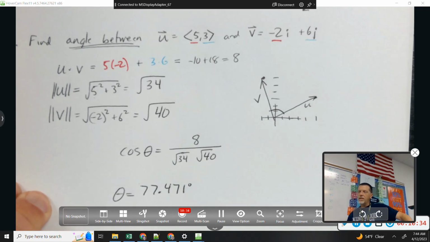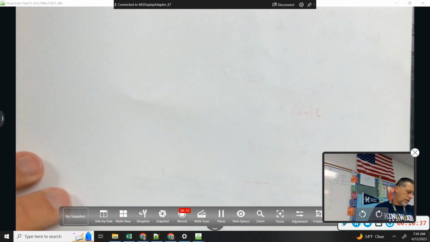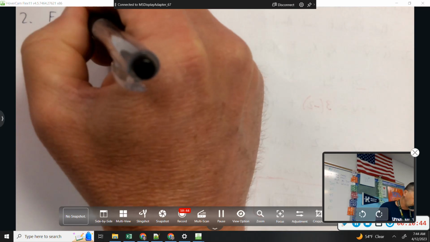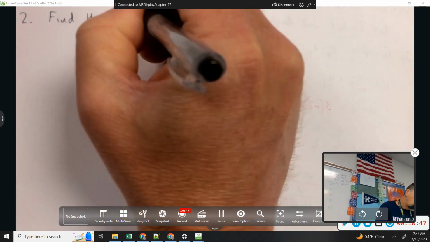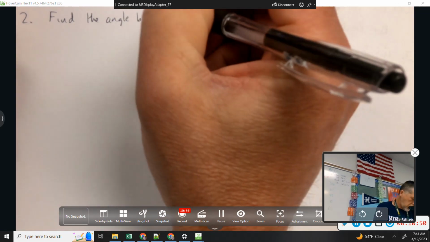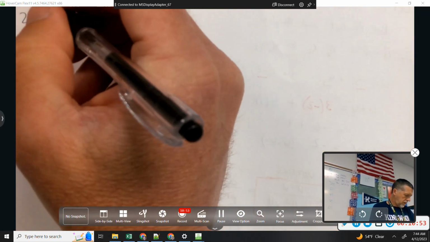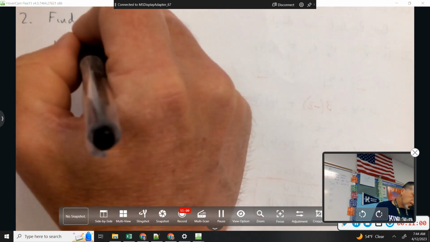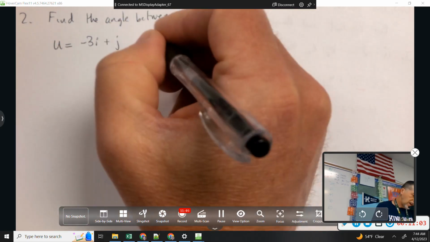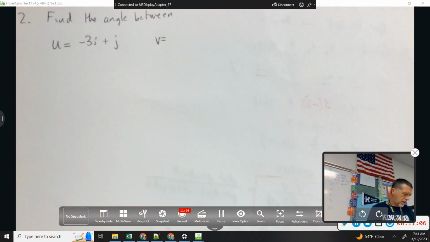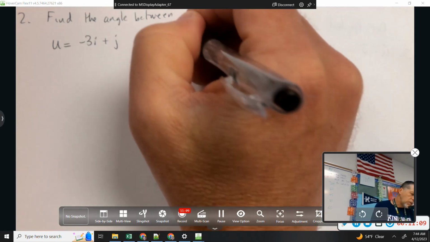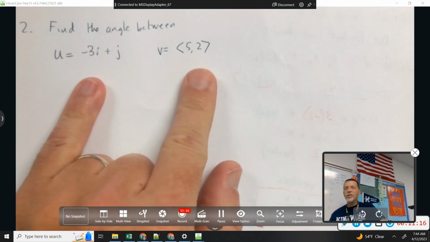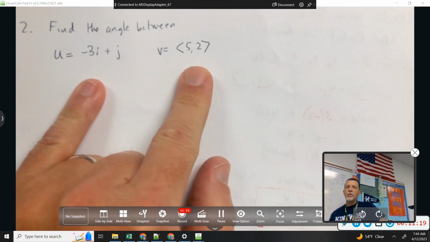Questions? All right, why don't you try one? That's all we're doing today, those two things. So let's let you try this one. Find the angle between vector u is negative 3i plus j, and vector v is 5, 2. Again, intentionally, I would probably never see the formats crisscross like that, other than I'm just trying to mess with you and make sure you're okay with both.